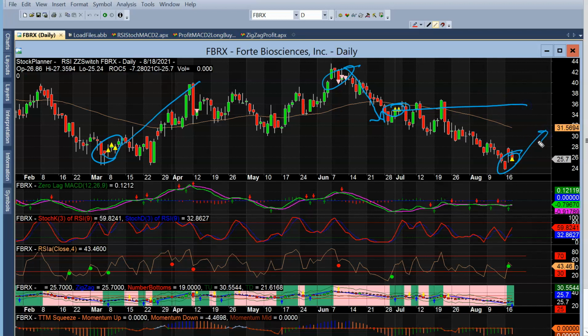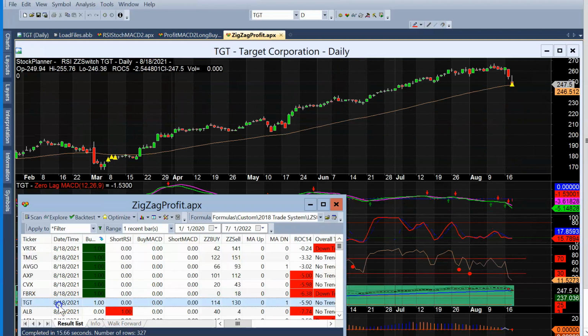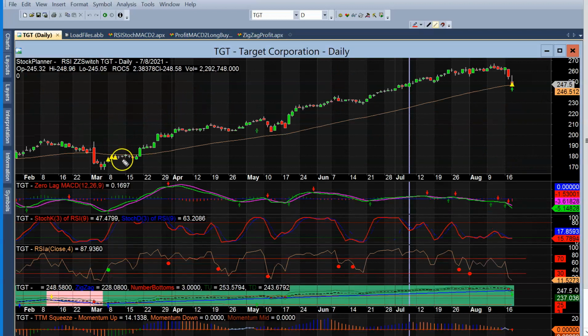Nothing's foolproof. You've got to trust your system. Getting a long signal here for Forte Biosciences. Last one is Target. Well, if I had the fortitude and the smartness, this is a buy signal here way back in March. The RSI came around, stochastic came around, and deep below the zero line territory. All conditions that I love to take a trade on and have some confidence.